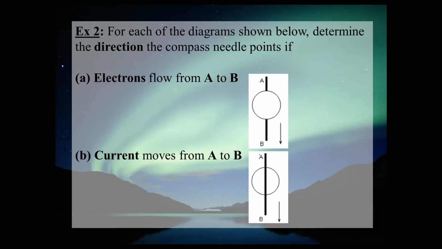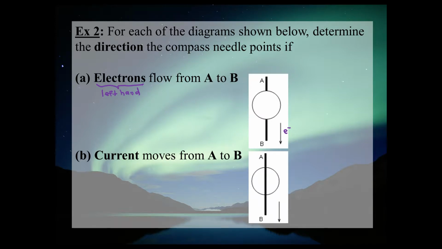Second example, we're now going to look at the first-hand rule to predict what direction the compass needle is going to point. All right, so the first one, A, deals with electrons. And the instant you see electrons, this tells you what hand you need to use. You're going to use your left hand. And what I have is my electron flow is directed towards the bottom of the page.